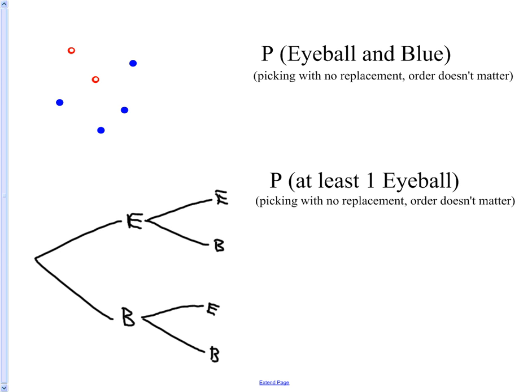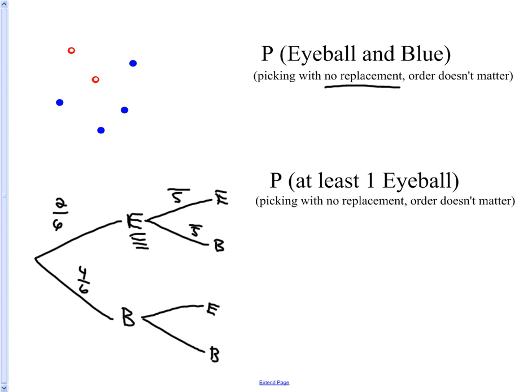Okay, if I'm going with a tree, I'm going to start with the probability of getting an eyeball marble is 2 out of 6, so you could reduce that to 1/3. The probability of getting a blue marble is 4 out of 6. Now, notice it says that there's not any replacement, so I'm not going to have 6 marbles the second time I draw. There's only going to be 5 marbles the second time I draw.